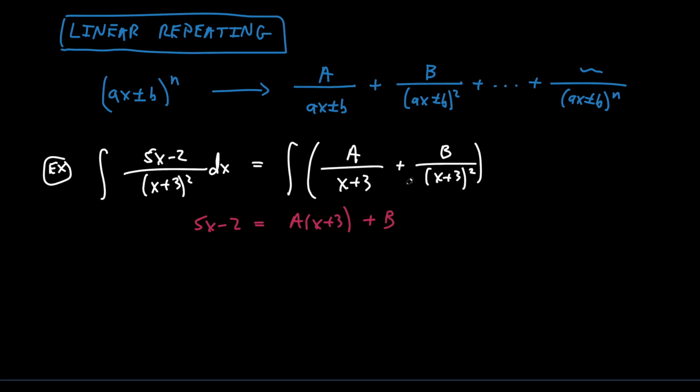If that wasn't making too much sense, I would just go ahead and rewrite this whole thing on the side with the common denominator, and you'll see very clearly that this b term doesn't get anything multiplied, whereas the a gets the x plus 3.